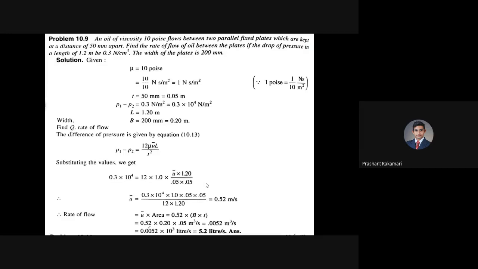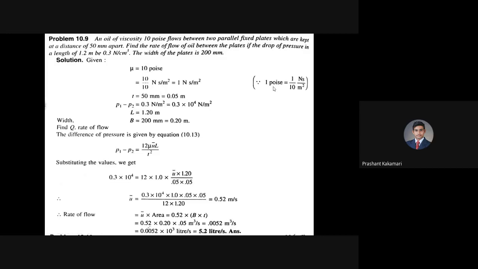Here you can see the next problem. An oil of viscosity 10 poise. So again, poise. Even though the SI unit of viscosity is Newton second per meter square, please convert that into poise also, so that you can remember all the problems in poise only. So oil of viscosity 10 poise is given, and from poise, divided by 10 gives SI units.